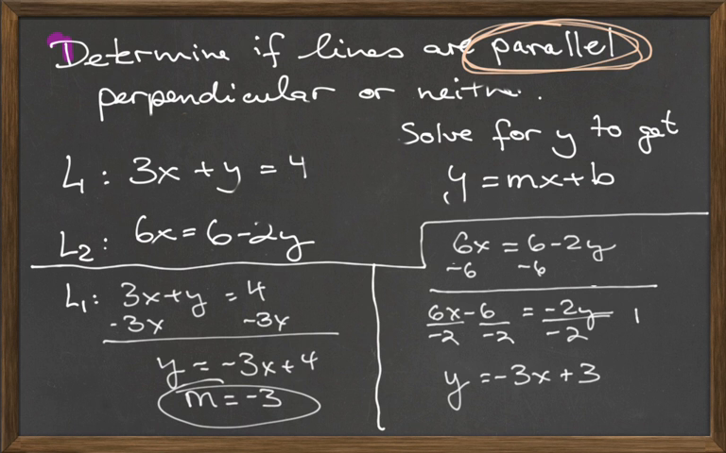Here you go. So what's the slope for the second line? Negative 3. Now if we compare the two slopes, the first line was negative 3, the second line is negative 3. Yeah, the lines are parallel. So with this type of problem, we have to solve for y first. With the other type, we have to find the slope. Either way, you have to look at the slope.